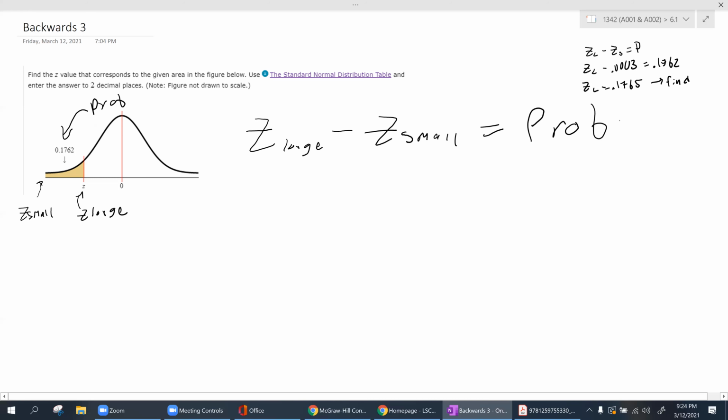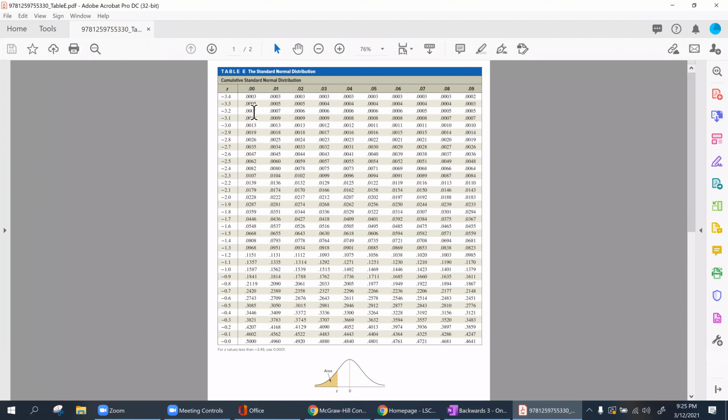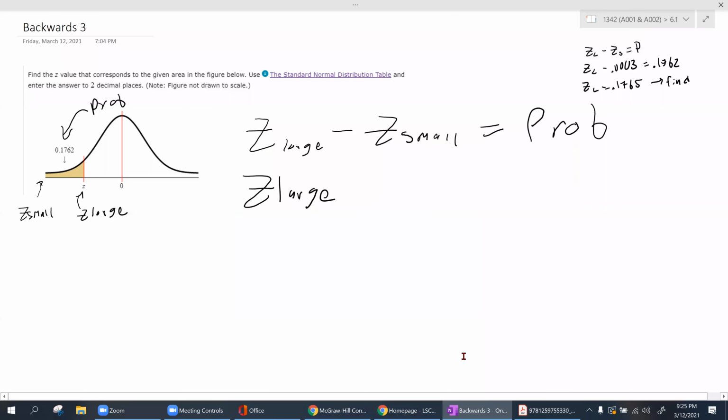I don't know what Z large is, though. That could be anywhere there, but I know what the lowest value is. It's going to be the farthest left point that I have, negative 3.4, but it's not going to be this one here. It's going to be the largest number, which is Z equals negative 3.49. Let's be careful with that. It's not going to be that corner one you see here. That value, negative 3.49, is 0.0002.